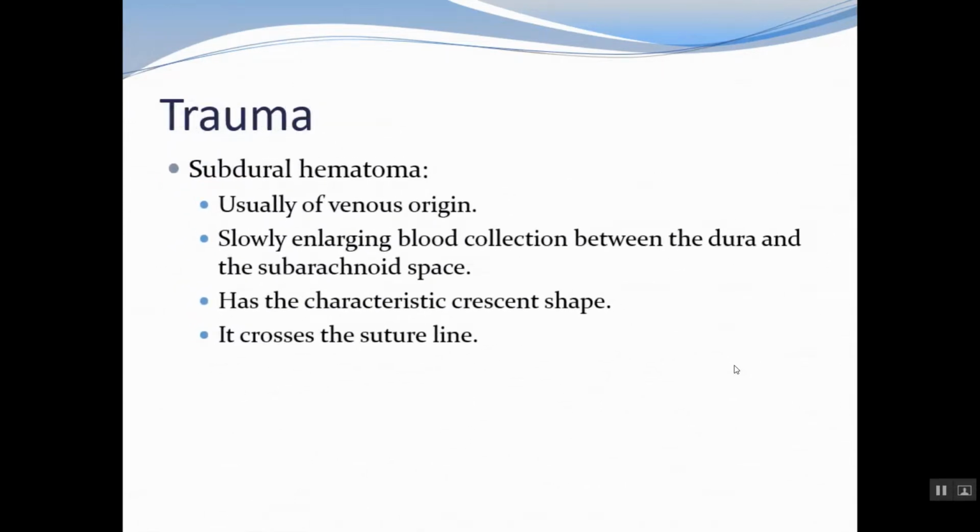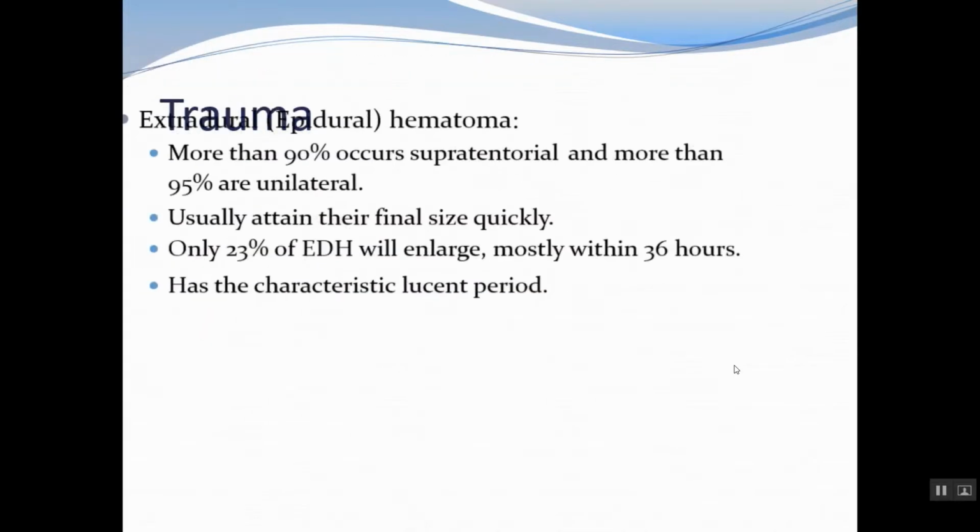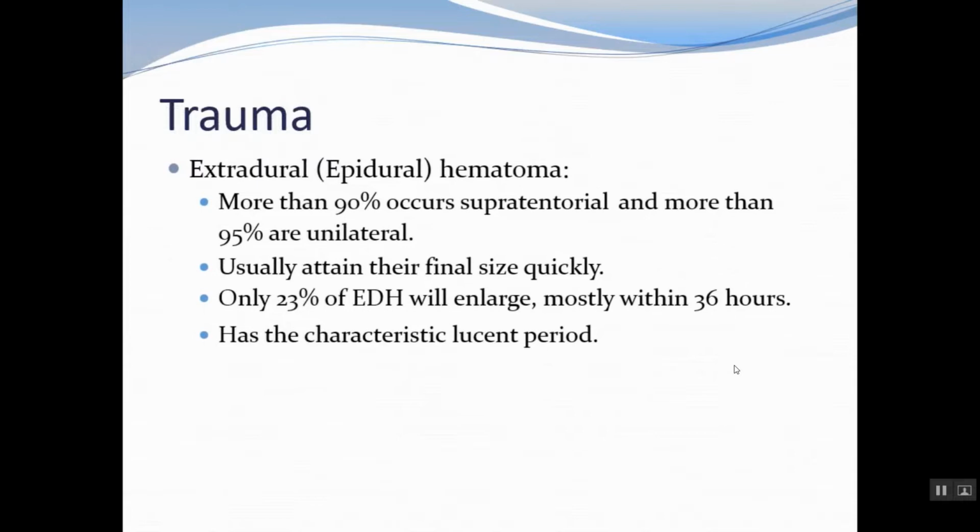Subdural hematoma is usually of venous origin, a slowly growing blood collection between the dura and the subarachnoid space. It has a characteristic crescent shape across the suture line. For extradural hematoma, more than 90% occur supratentorially and more than 95% are unilateral. They usually attain their final size quickly. Only 23% of extradural hematomas will enlarge, mostly within 36 hours.